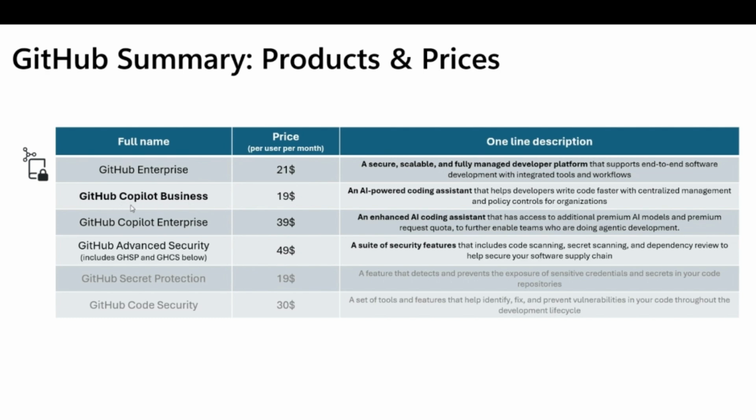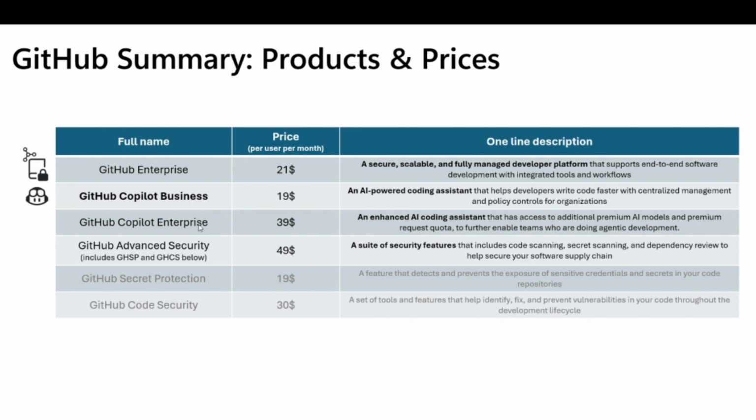Another license that has been of a lot of interest lately is a GitHub Copilot license, or GitHub Copilot Business to be exact. GitHub Copilot provides myself as a developer an AI powered coding assistant, which will help me write code faster, but which also gives my admins availability to centralize management and access policy controls. The list price is 19 US dollars for a GitHub Copilot Business license, and I have a certain number of requests per month that I can make as a developer to the more premium models.